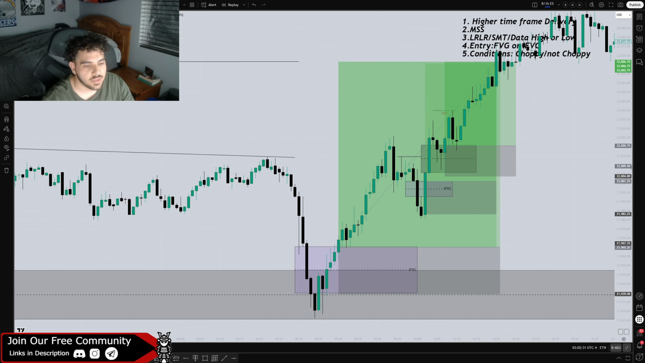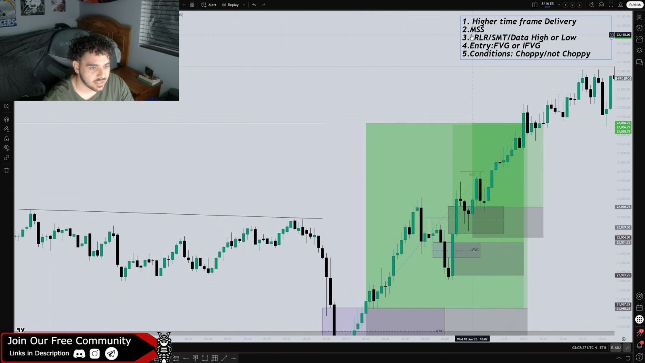Okay? I'm always using the higher time frame. I always have a market structure shift. I always have one of these three things that are aligning with my trade. I always obviously enter on my entry model, which is a fair value gap or inversion. And I'm always looking at chop.